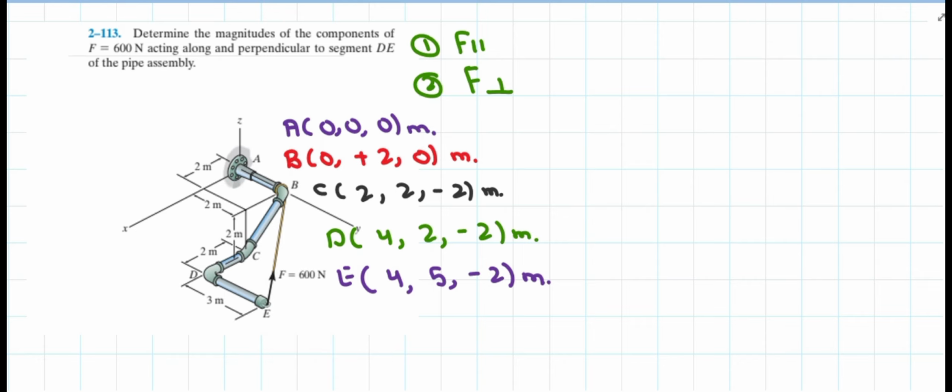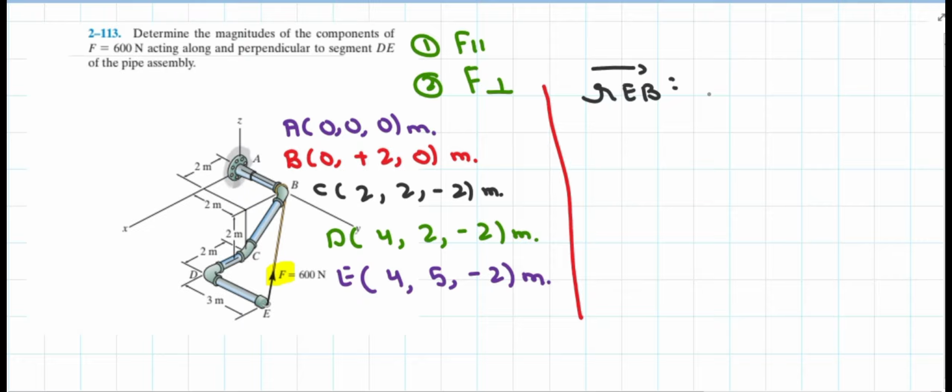Now, for finding out the position vectors, if you see the diagram, the head of the 600 Newton force is directed towards the point B. It means that point B is the final point and point E is the initial point. So the position vector of these 2 points can be written as r_EB, which is equal to r_B minus r_E, because B is the final point and E is the initial point.